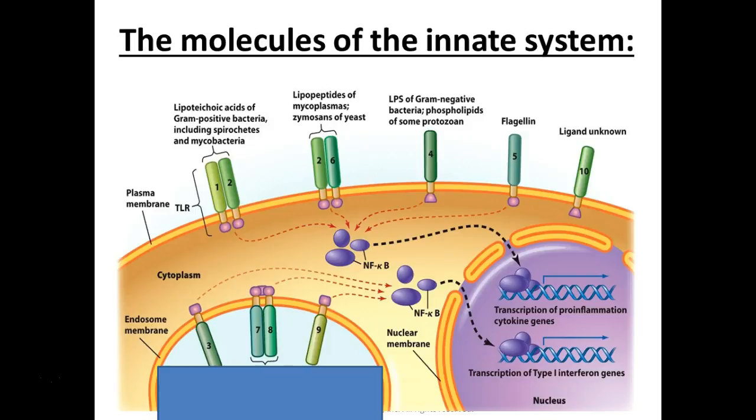Flagellin. That's the protein that makes up what? It says it in its name. Flagella. It's an easy one, right? But that protein is specific to bacterial flagella, right? So bacteria that have flagella, this receptor can recognize flagellin and say, bacteria, bacteria, right?